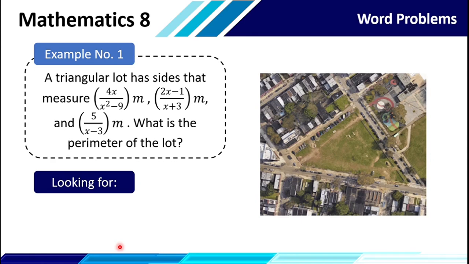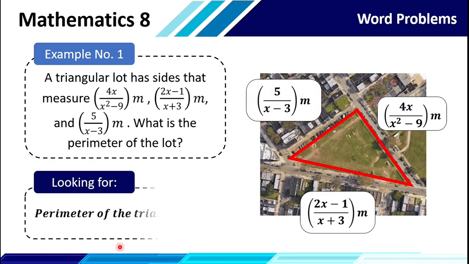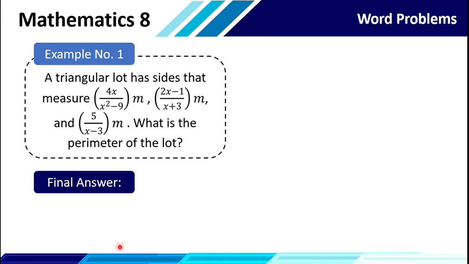We have here a triangular lot with sides of 4x over x squared minus 9, 2x minus 1 all over x plus 3, and 5 over x minus 3. In this given problem, we are looking for the perimeter of the triangular lot. To find the perimeter, we have the formula s plus s plus s, or we will just add all the sides of this triangle.